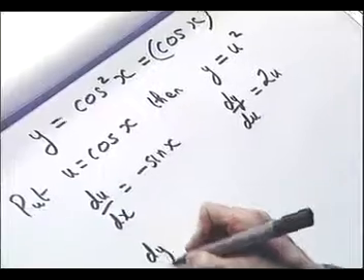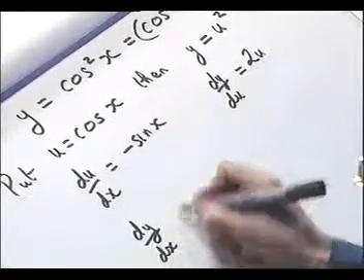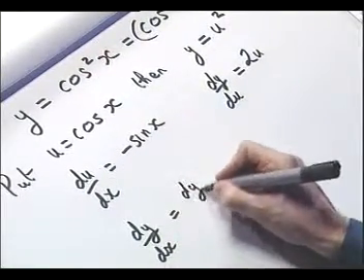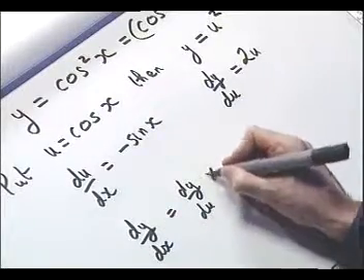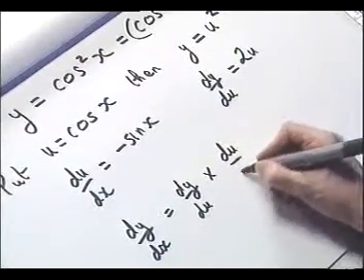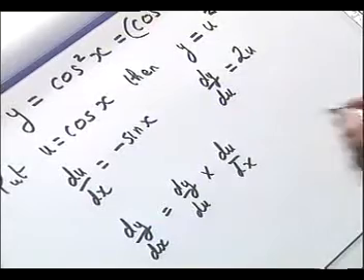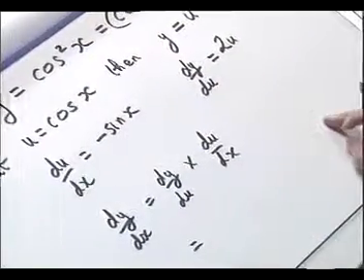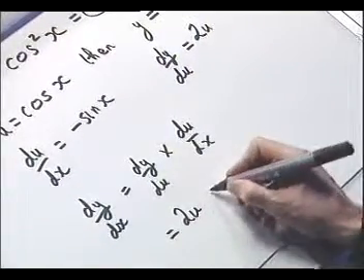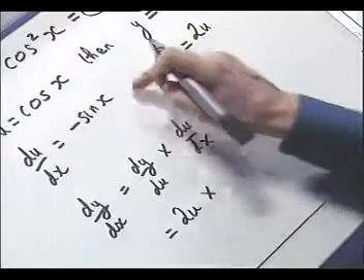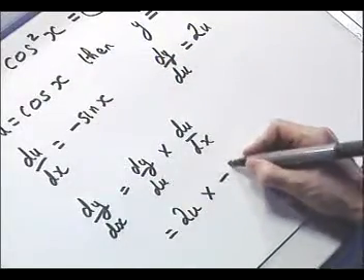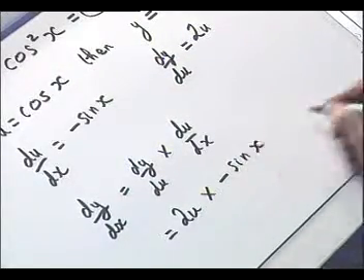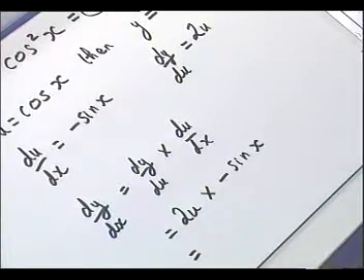We'll write down the chain rule. Dy by dx is dy by du times du by dx. And now we can substitute in the bits that we've already calculated. Dy by du is 2u times du by dx, which is minus sine x, equals.